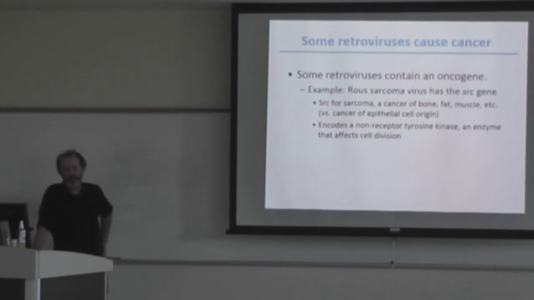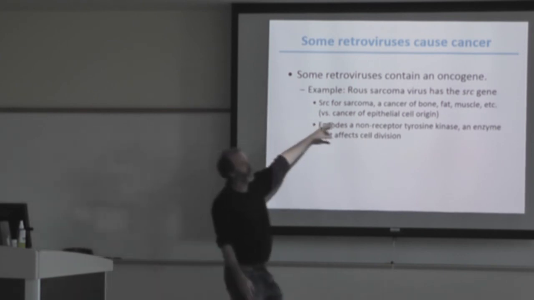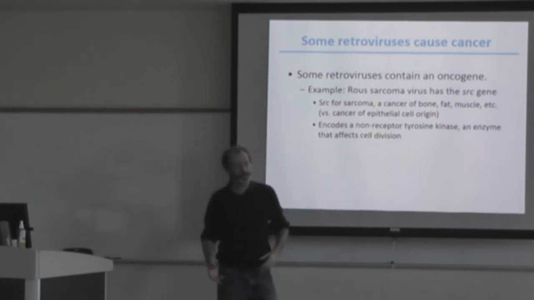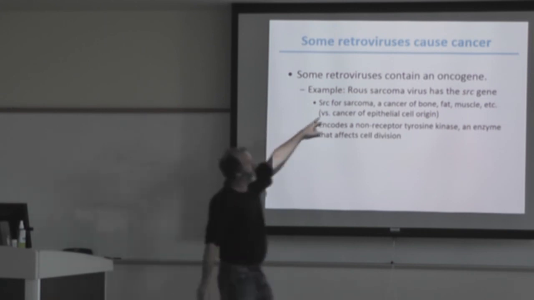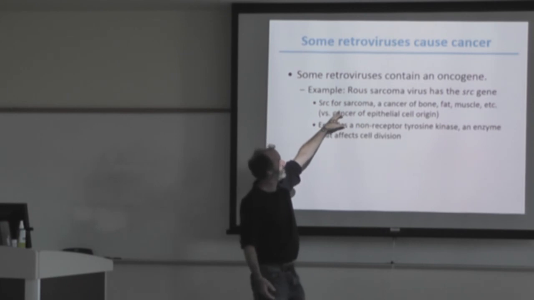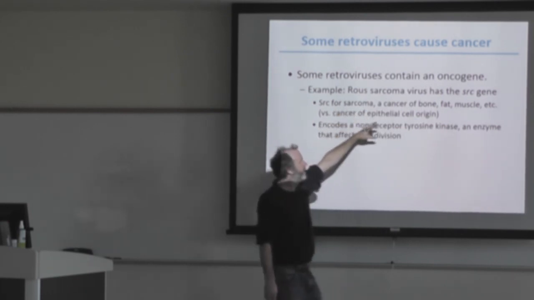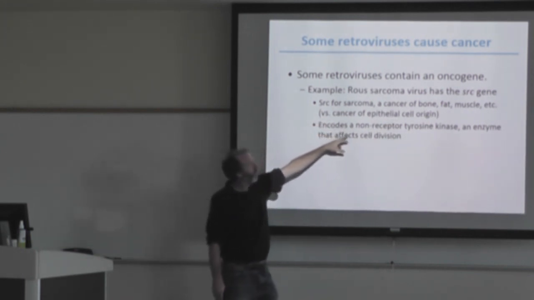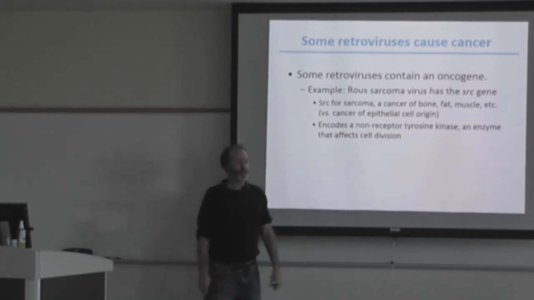Some retroviruses cause cancer, so they'll bring with them an oncogene. Oncogenes are genes that lead to oncogenesis, or cancer. An example is Rous sarcoma virus, which has the SRC gene. SRC stands for sarcoma because that's how they discovered it. You can find it's overexpressed in sarcoma, a cancer of the bone, fat, muscle, and it encodes a non-receptor tyrosine kinase, an enzyme that affects cell divisions.